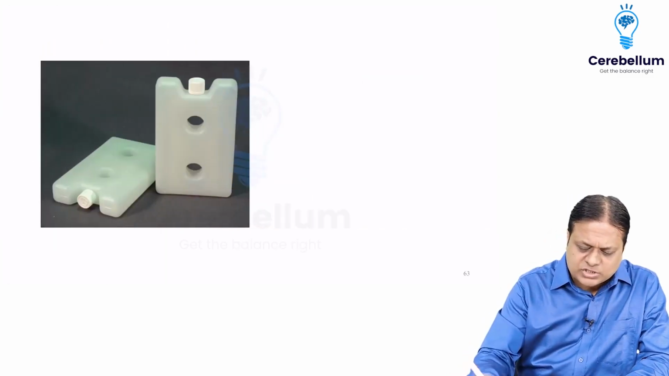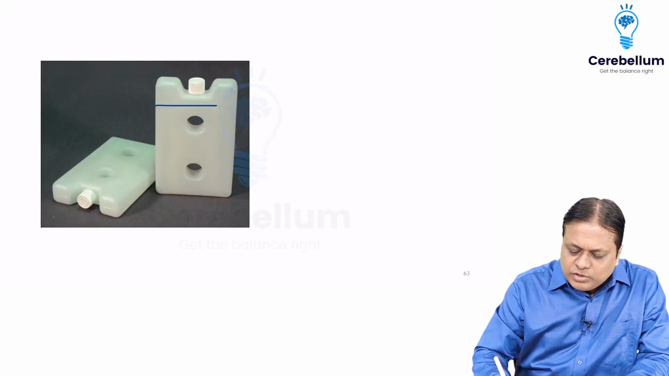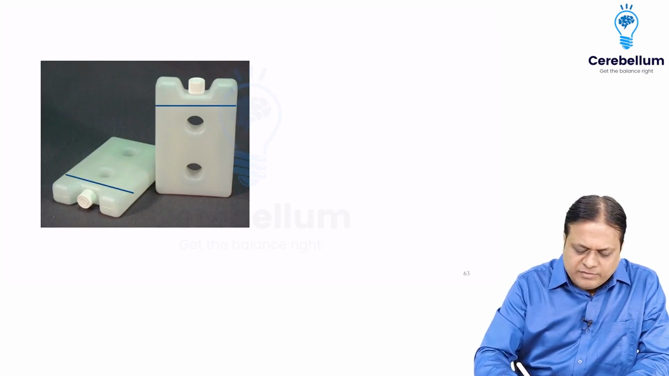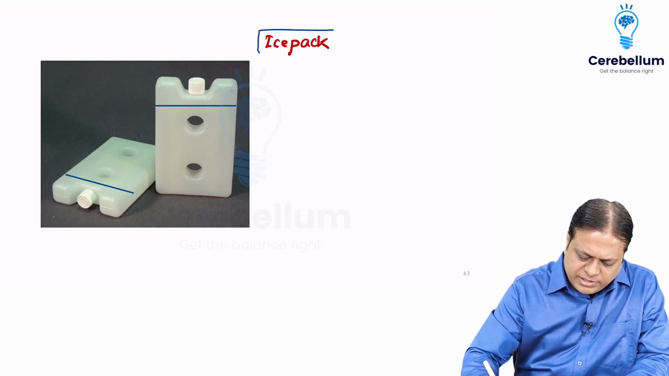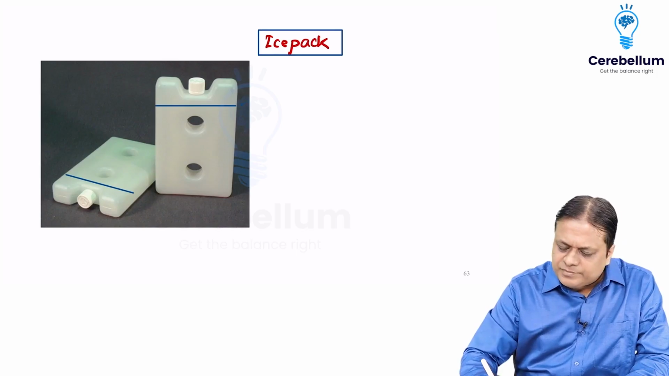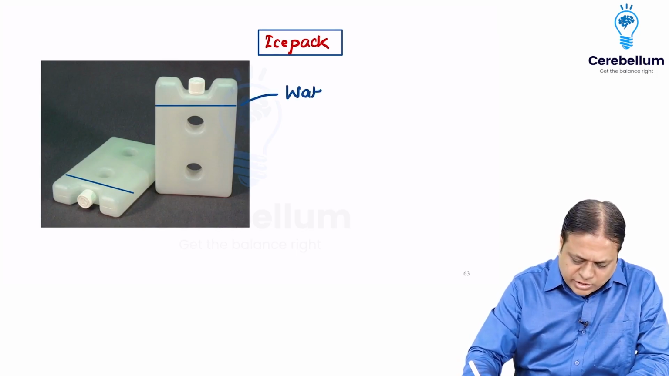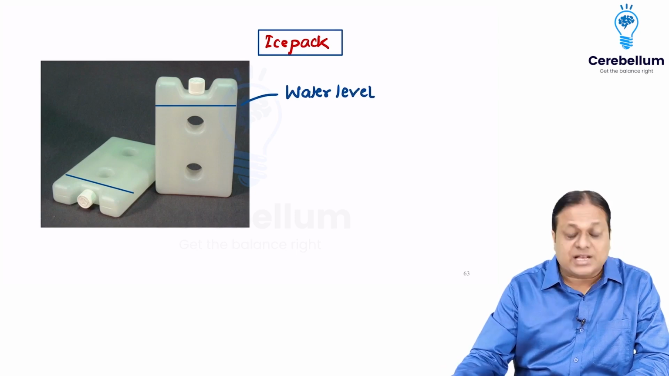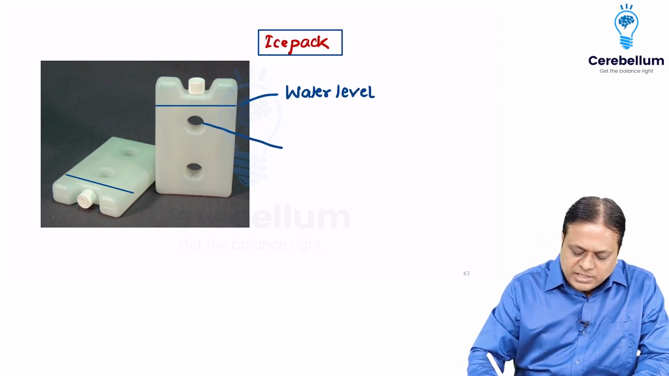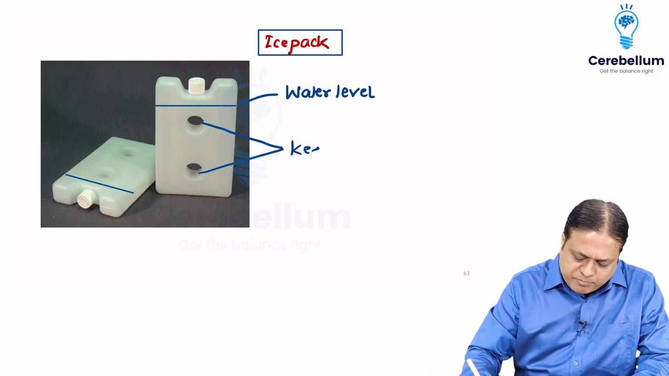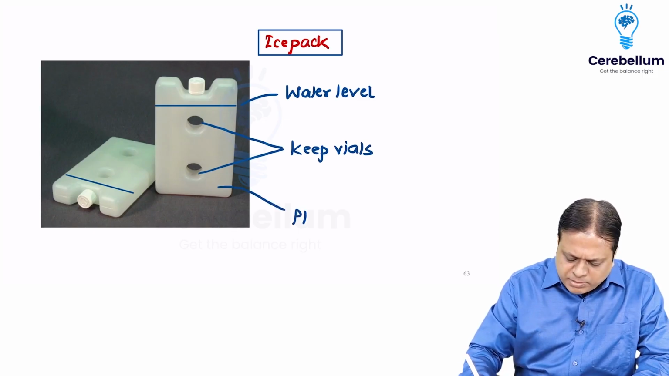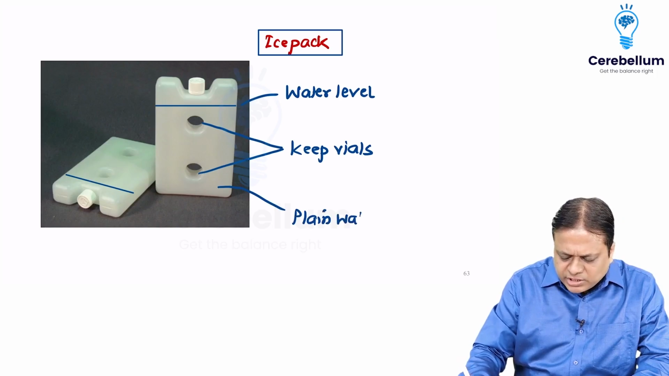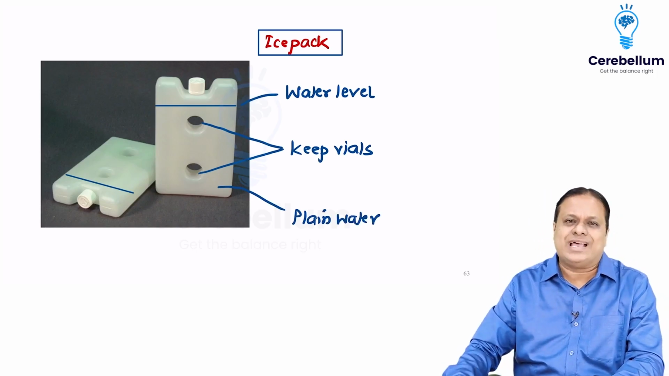This is the smallest component of cold chain, a fully frozen ice pack. When we look at a fully frozen ice pack, which is of different shapes, sizes, types in our country, please remember this ice pack has a horizontal level for filling up the water as ice expands on freezing. These holes are for keeping the vaccine vials during immunization, and it should be plain tap water, nothing mixed, which should be filled inside this ice pack.